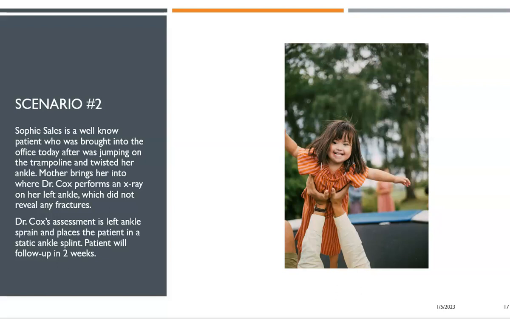Sophie Sells is a well-known patient who was brought into the office today after jumping on the trampoline and twisted her ankle. The mother brings her in to see Dr. Cox, who performs an x-ray of the left ankle, which did not reveal any fractures. Dr. Cox's assessment is left ankle sprain, and he places the patient in a static ankle splint, and the patient will follow back up in 2 weeks. I'll give you a minute, and then we're going to go over the correct answer.